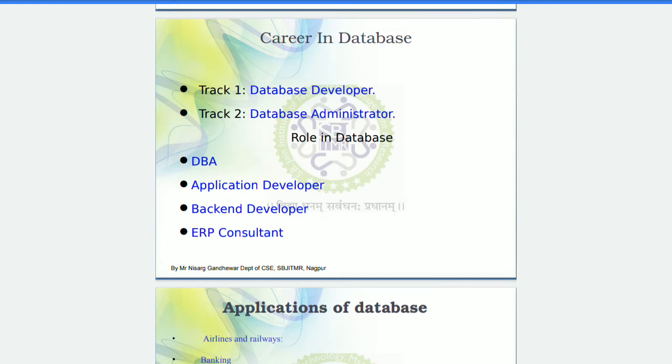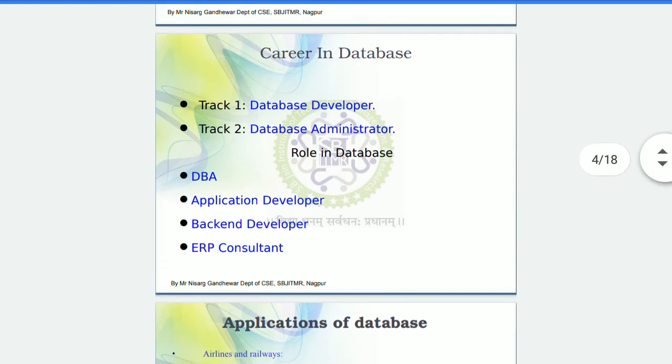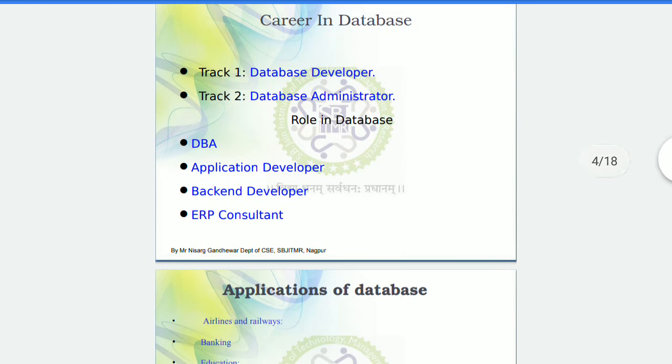As you know, in a project you have a front end as well as a back end. What is the use of the front end? Through the front end you can interact with the particular system, and in the back end, in case of database, you are going to store various information that you have collected through the GUI. So the database developer is a person who is responsible for developing a database.